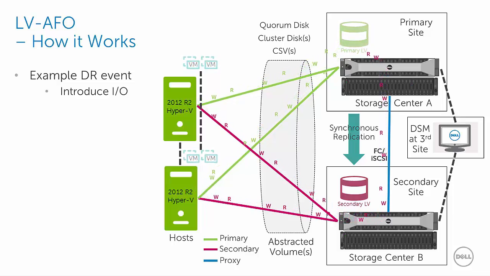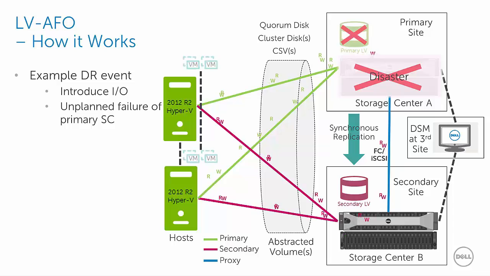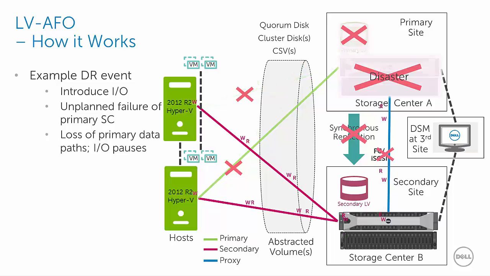Next, we'll introduce a storage center failure that results in the primary Live Volume going offline. From the perspective of the host servers, they continue to see the same abstracted volume, however with fewer data paths now available.